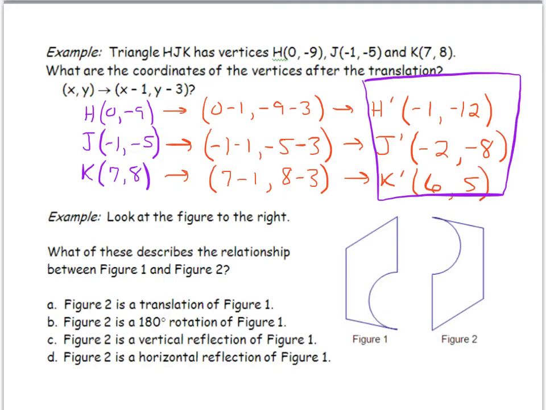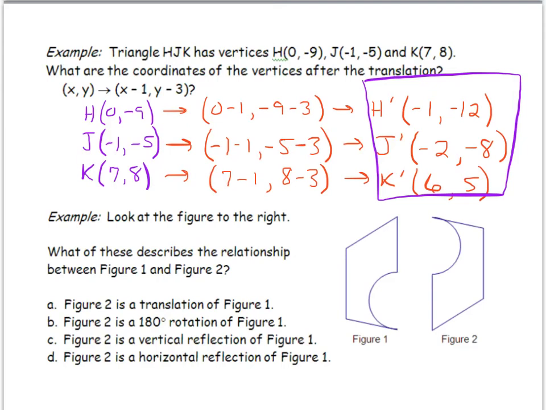And the next example we're going to be using is the figure here. I've got figure 1 and figure 2. What we want to do is figure out what is the relationship between figure 1 and figure 2. So here are your choices. You're going to determine, is figure 2 a translation of figure 1? Is it a rotation of 180 degrees? Is it a vertical reflection? Or is it a horizontal reflection? Think about those. Come up with a decision, and we'll see if we match.